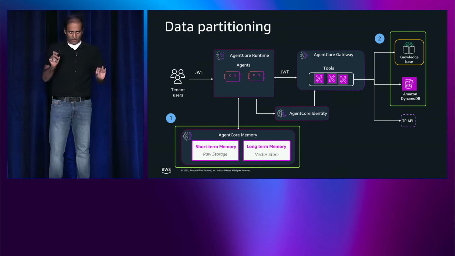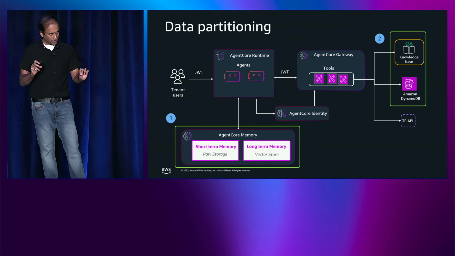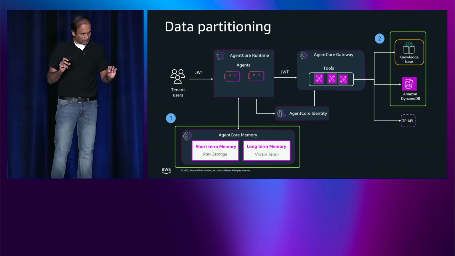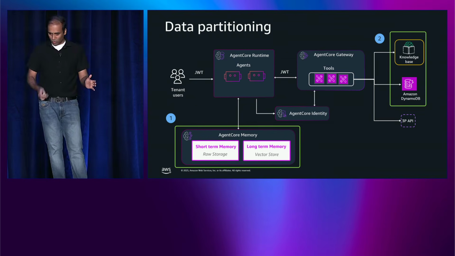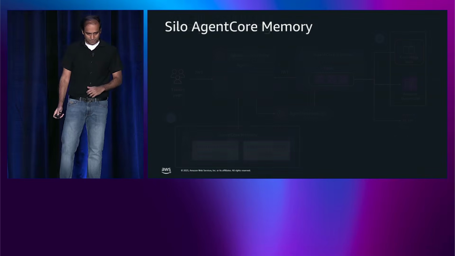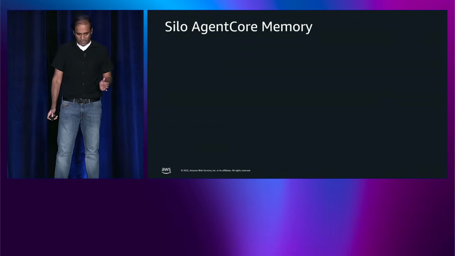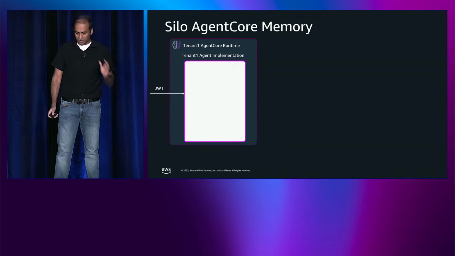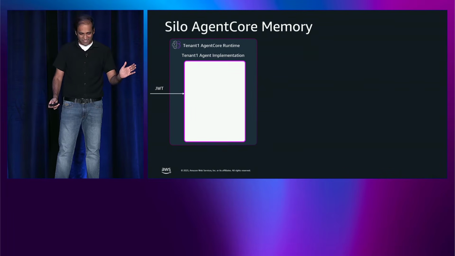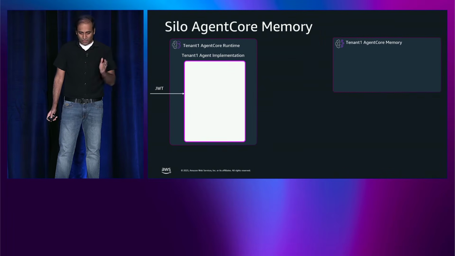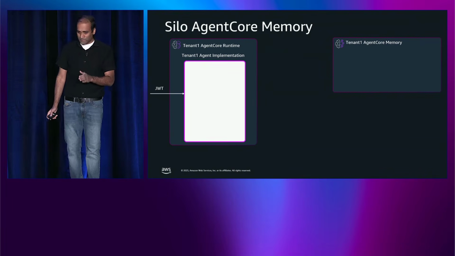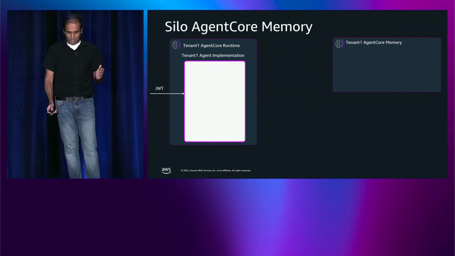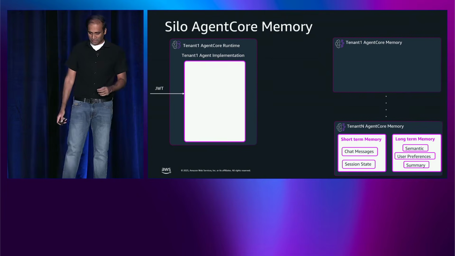Now let's pick these two areas, double click into them, and understand how you could implement data partitioning when it is a silo model or a pool model. To start off with, silo AgentCore memory, where, as I mentioned earlier, you have a dedicated AgentCore runtime. Here, you have a dedicated agent. The white box I'm showcasing is, think of this as the agent implementation code. And then you would have a dedicated AgentCore memory specific to that particular tenant. And if you have multiple tenants, then you see something like this.